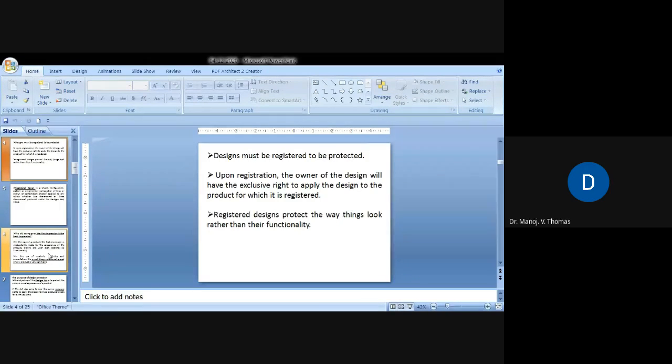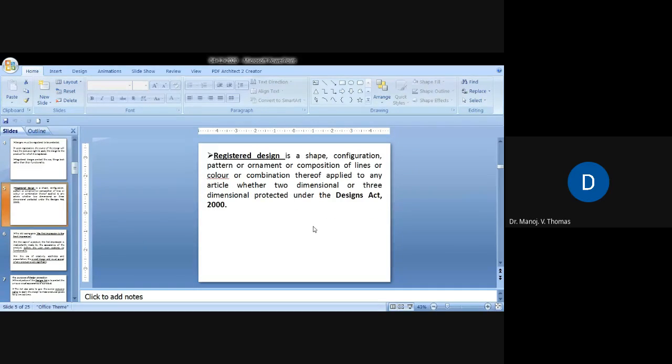Design must be registered to be protected. That is an important thing. Upon registration, the owner of the design will have the exclusive right to apply the design to the product for which it is registered. Registered designs protect the way things look rather than their functionality. Basically, this considers the look and feel, how it appears to the users. That is what design normally means, not the internal matters.